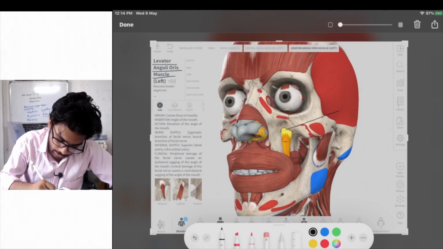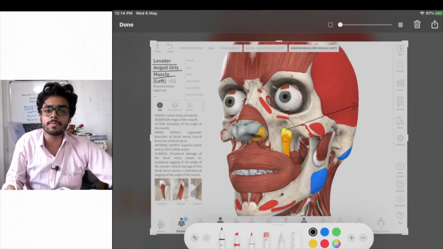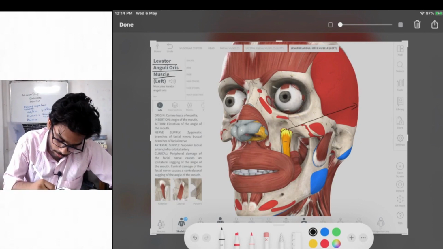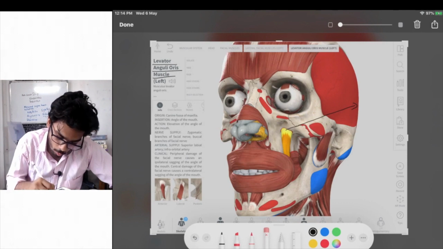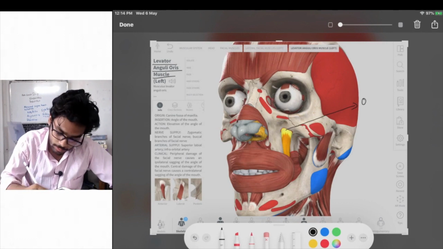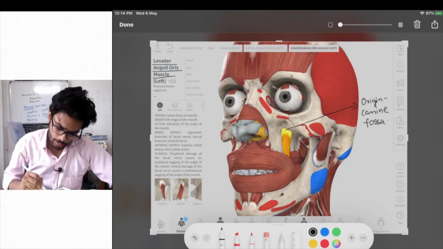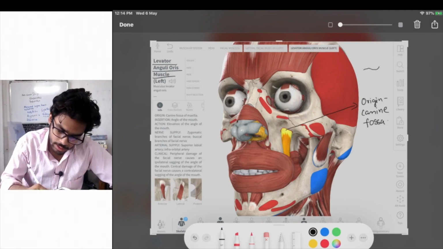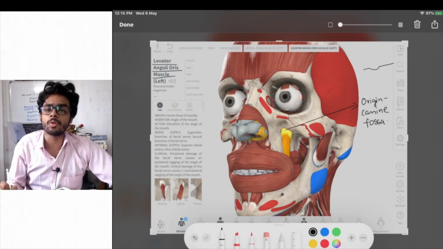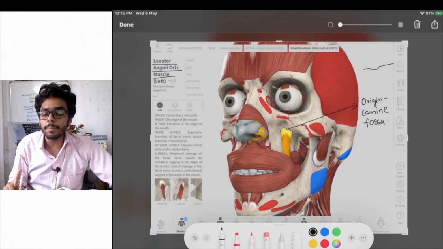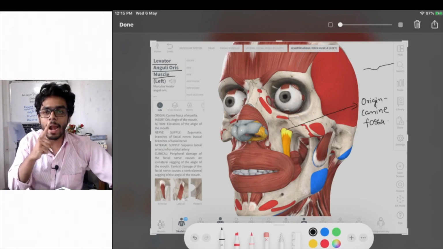And this is the point of origin of this muscle, where this is the canine fossa. I will show you what is canine fossa. Origin of this muscle is canine fossa. The word fossa means slight depression, like this. This is a slight depression, known as fossa. And since the name is canine fossa, this is the slight depression which is present lateral to the canine.